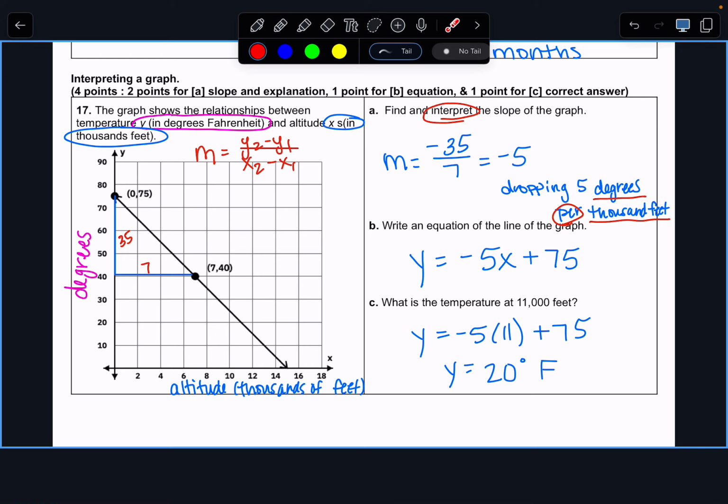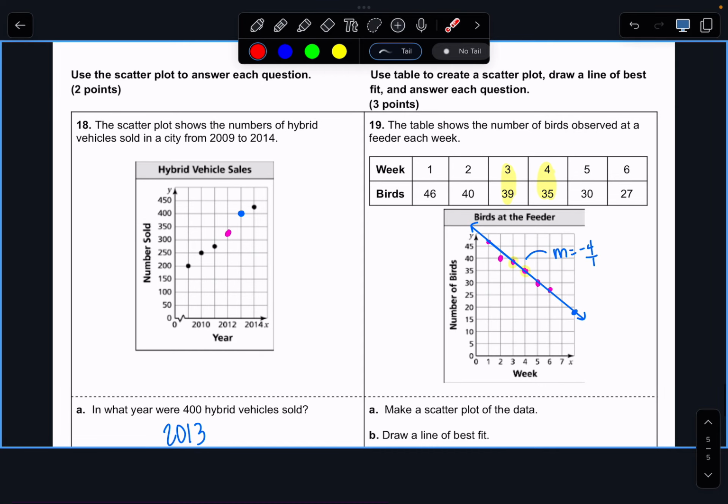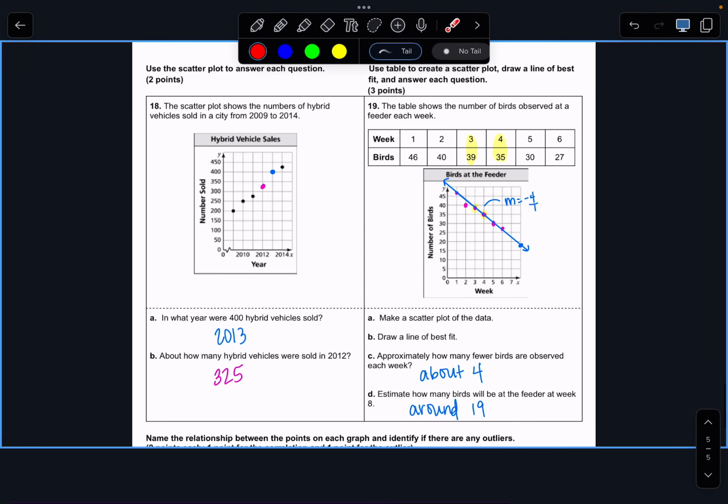I do promise you it'll be a little bit more straightforward on your test today. So don't panic. It will be okay. It will be easier to A, find the slope, and B, figure out this part C, okay? All right, last page. Look at 18 and 19, okay?